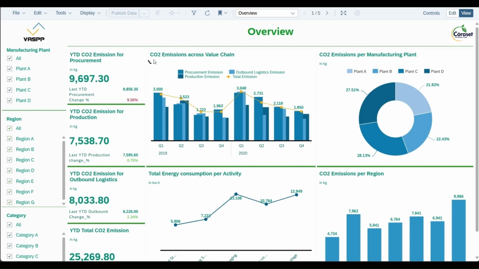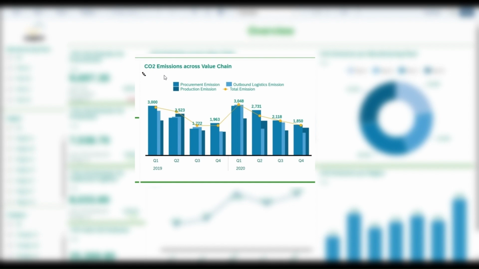Now proceeding towards the next feature, charts, which I have used diversely in the dashboard. The CO2 emissions across value chain combines columns to show emissions from each value chain segment: procurement, production, distribution, disposal, and a line to track cumulative emissions over time. This format highlights key emission sources and overall trends, aiding in targeted sustainability efforts.